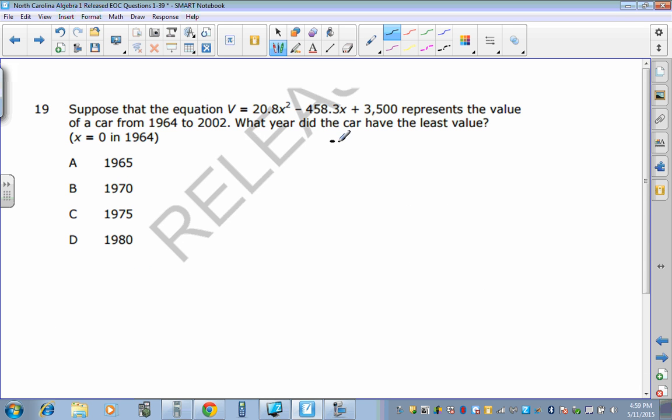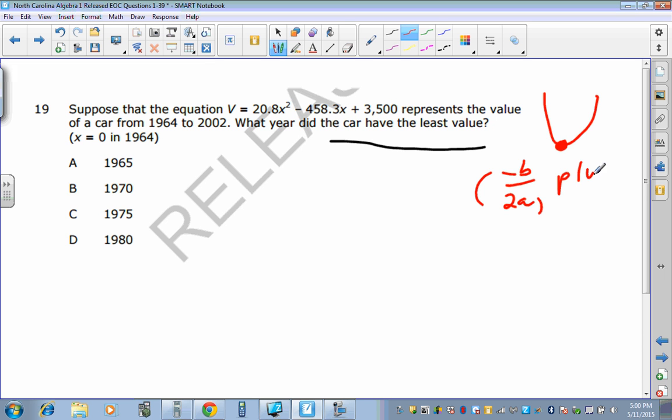What year did the car have the least value? First of all, looking at that function, we can see it's quadratic. The leading coefficient is positive, so we know that it's concave up. We want the year that it had the least value, so we're looking for the minimum. Maximum or minimum is found by finding the vertex. And remember, the way you find the vertex is negative b over 2a for the x number. And then if you need the y number, you plug that back in.